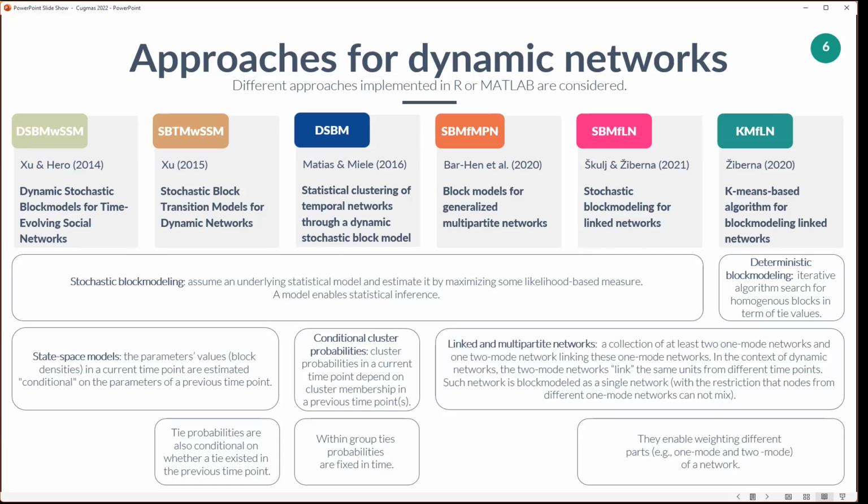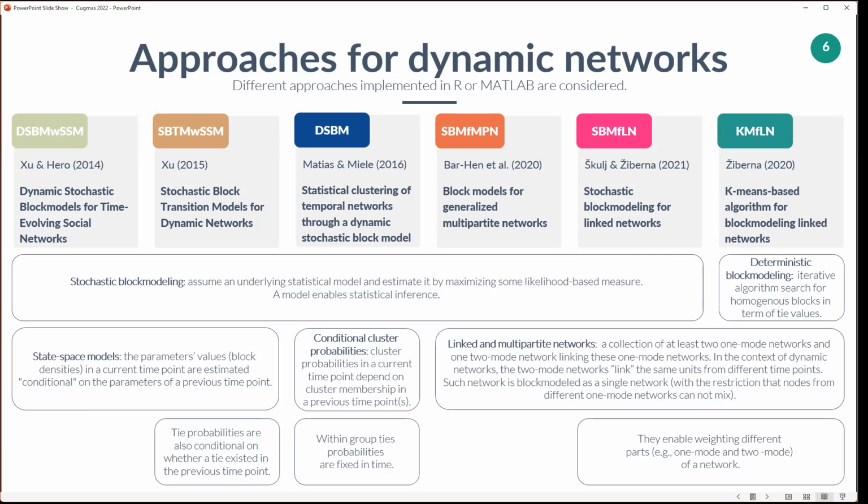characteristics. For example, most of these block modeling approaches are so-called stochastic block modeling approaches, which means that we assume, or the model assumes, an underlying statistical model, which is estimated by maximizing some kind of likelihood-based measure. And using these estimated models, you can do some statistical inference.